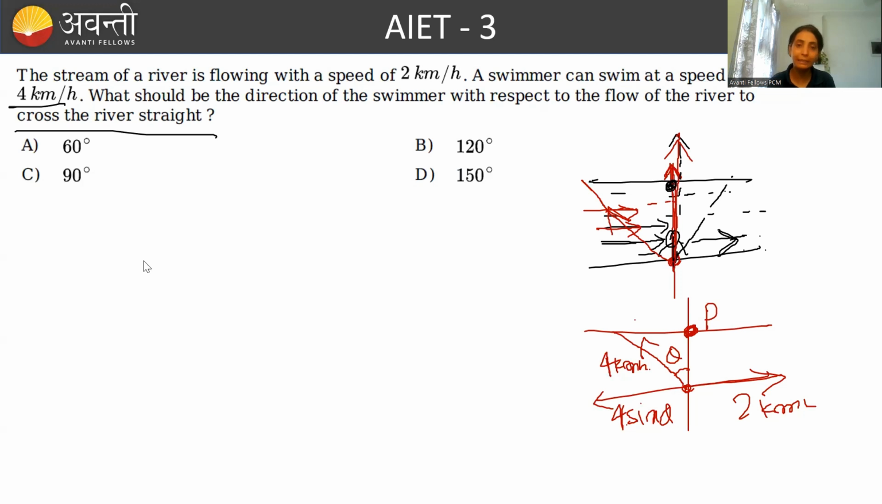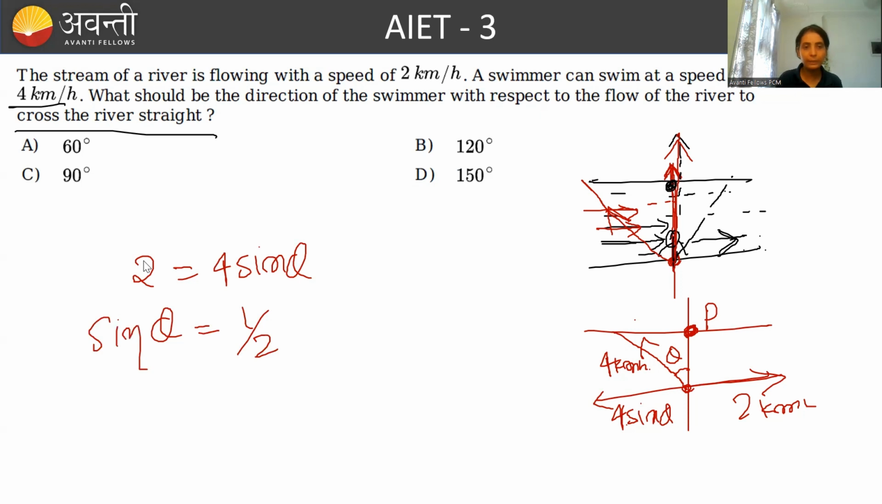That is how we can negate the velocity of the river. So 2 should be equal to 4 sine theta. And if this is so, then sine theta will be equal to 1 by 2. Theta will be your what? 30 degrees. So this is 30 degrees. Now, what is the direction that has been asked?